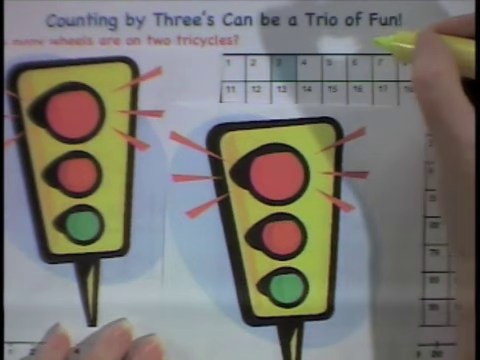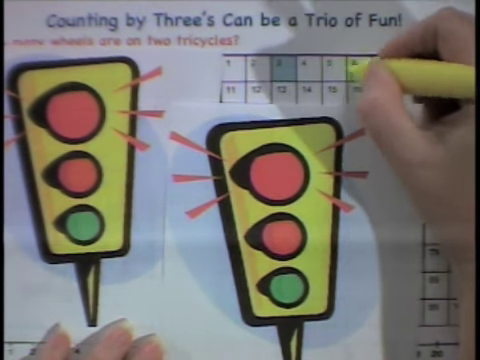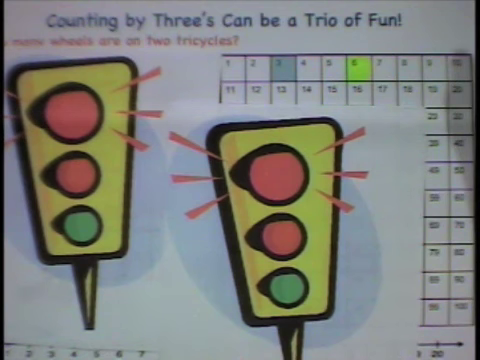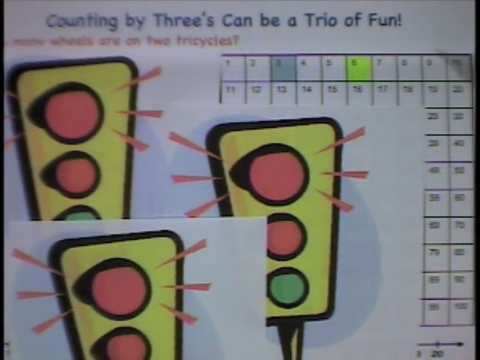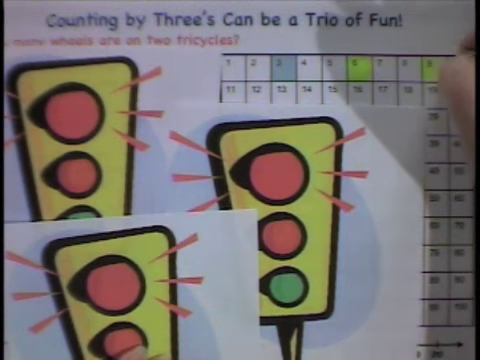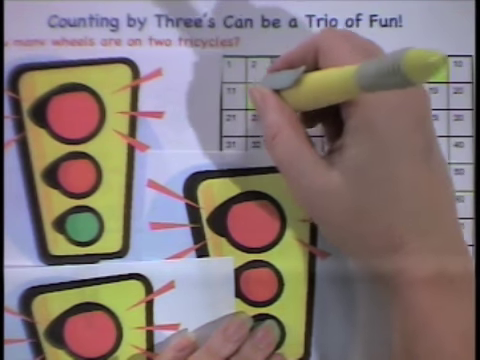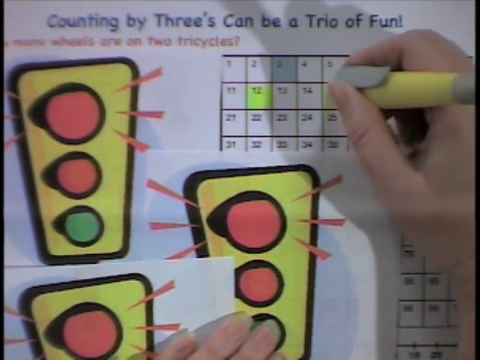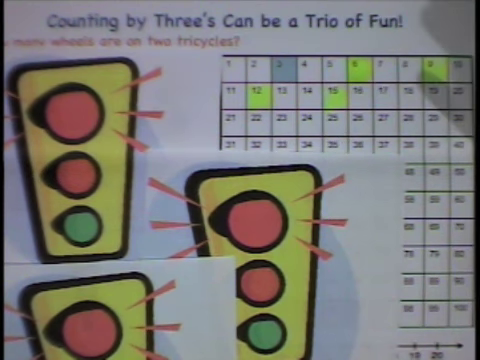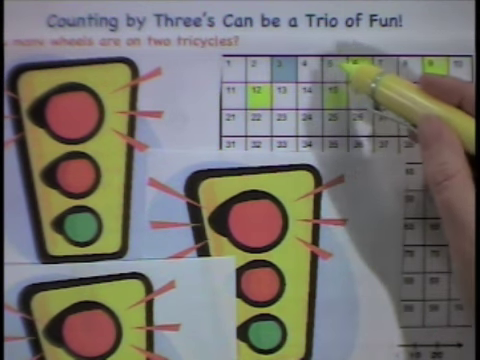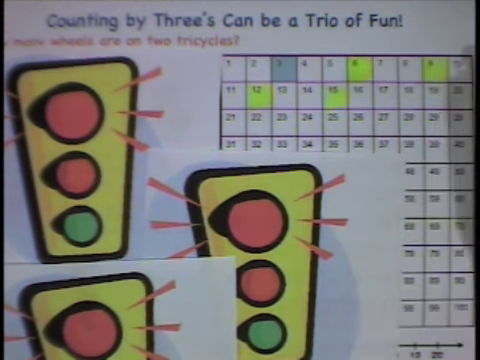But then to color it in, 3 and then 6 is our next stoplight. And then when we get to the third stoplight, how many total lights are there? There's 9. So we want them to start continuing that pattern on this hundreds chart as we add stoplights or as we add tricycle wheels, to start looking for patterns and noticing there are 2 numbers in between each of our counts.